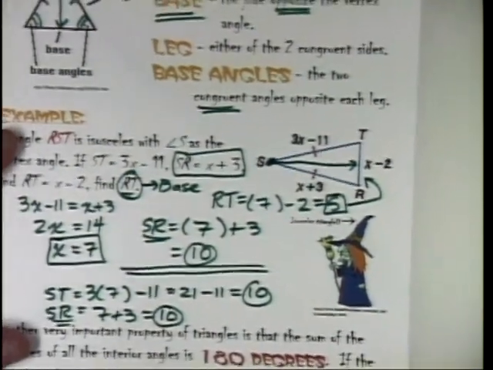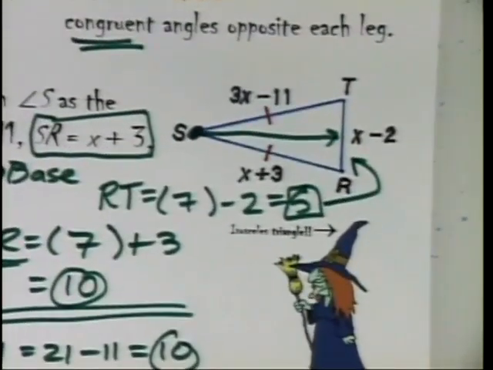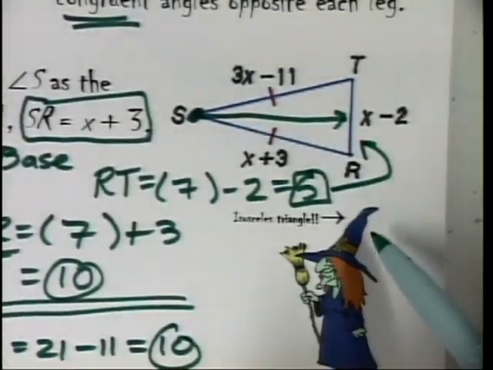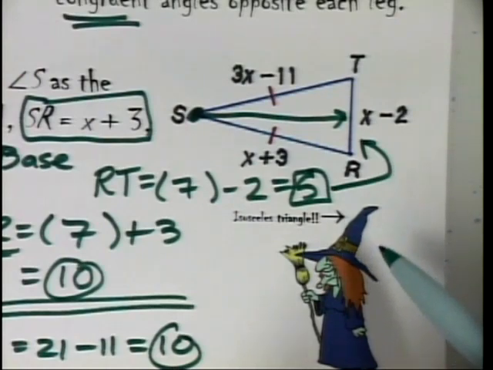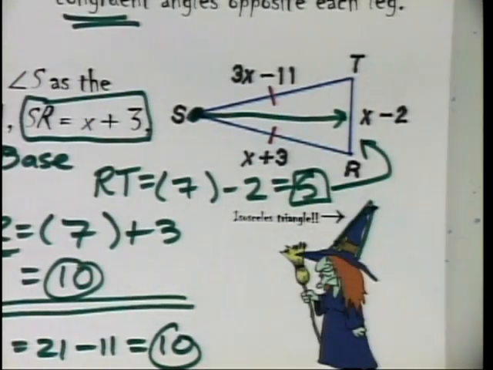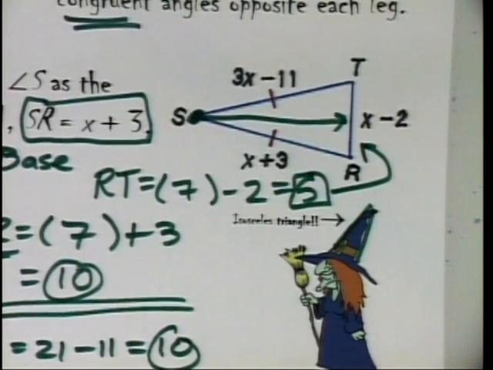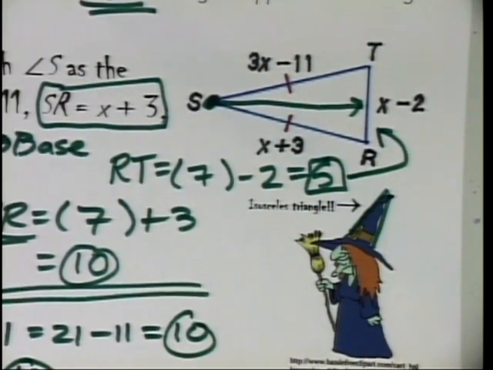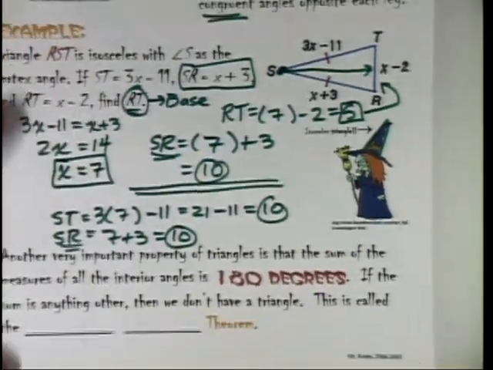Now, check this out. You've seen a witch's hat before, right? Look at that. Did you know that a witch's hat is actually an isosceles triangle? This side is equal to that side right there. Pretty cool. Even witches are into math. How about that?